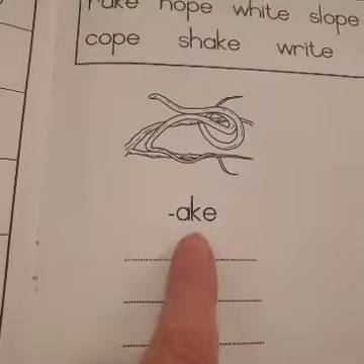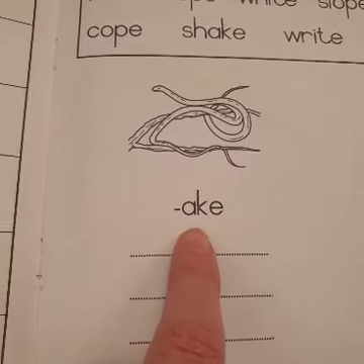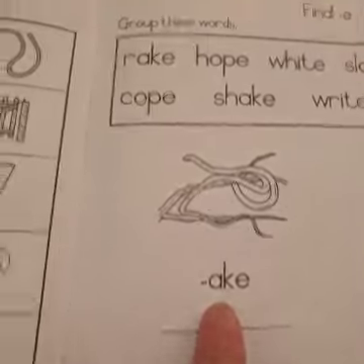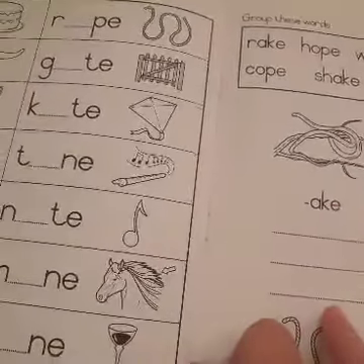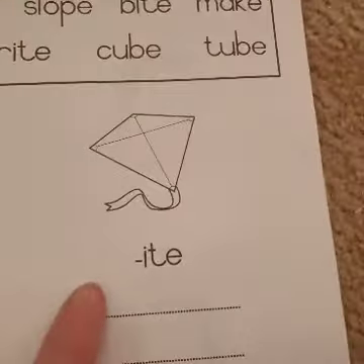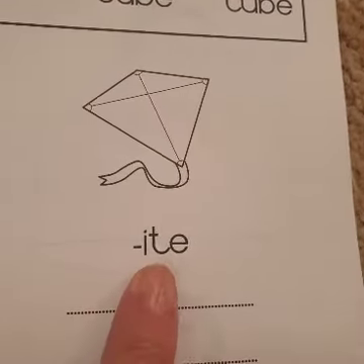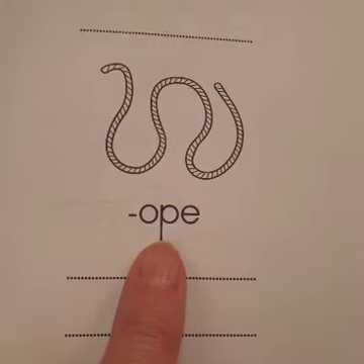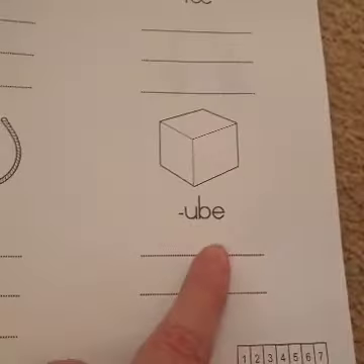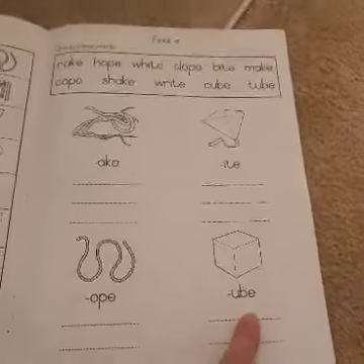Okay. Over here, you need to find which one has the 'ake' sounds, like cake. Find them over there and write them. I think you should have 1, 2, 3 words for each one. Then we have 'ite', just our long I sound. We have 'ope', which is our long O sound. Then we have 'ube', which is our long U sound. So please write that.